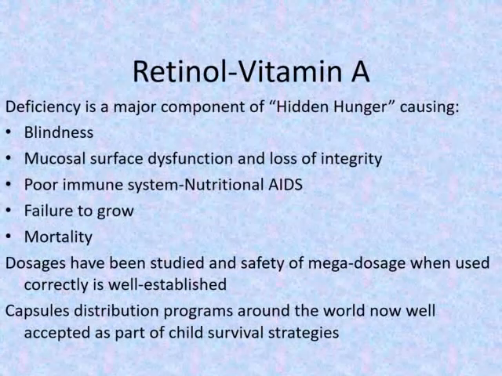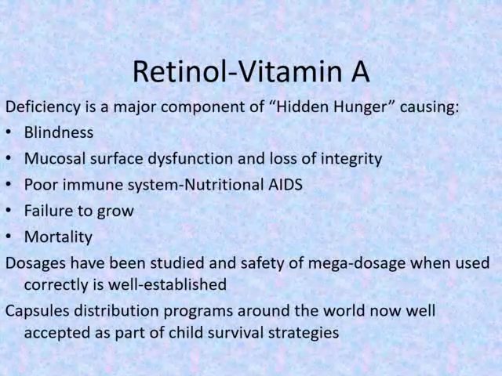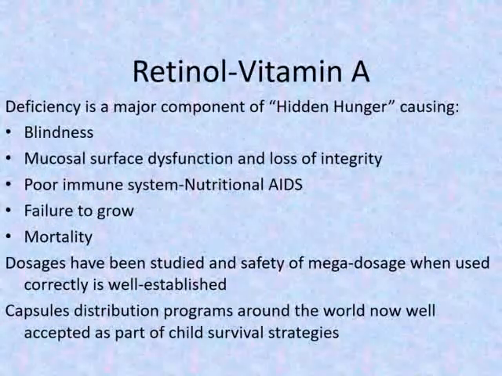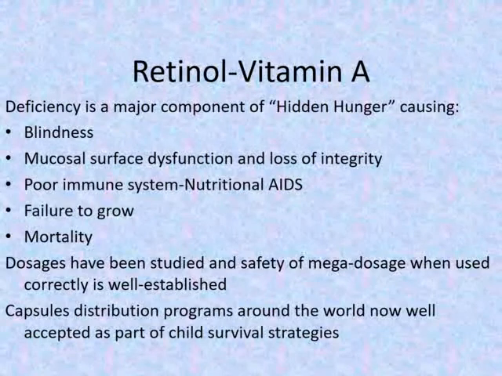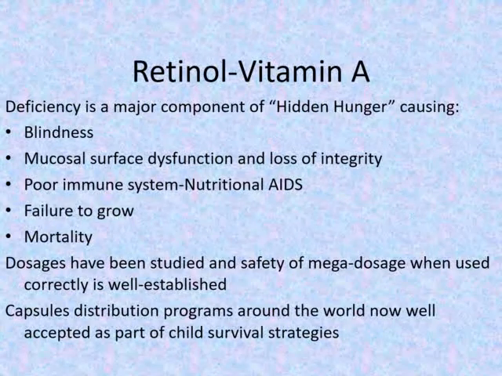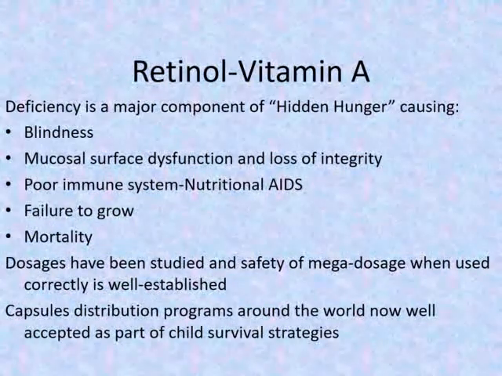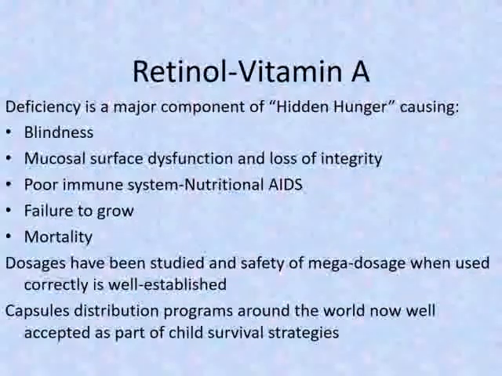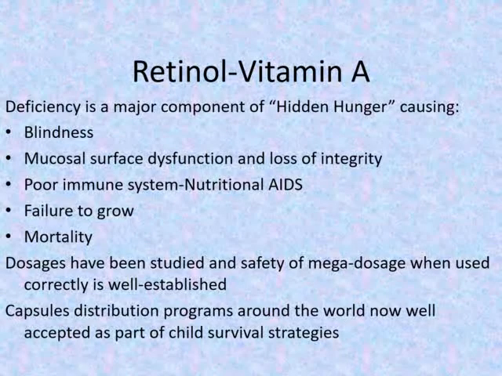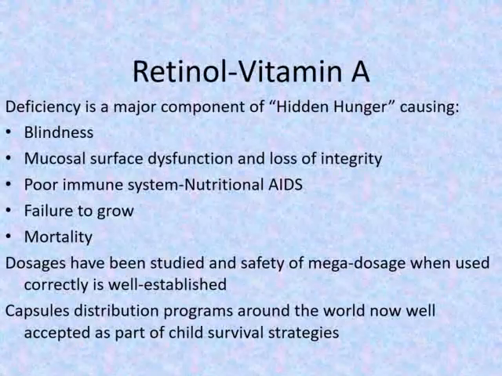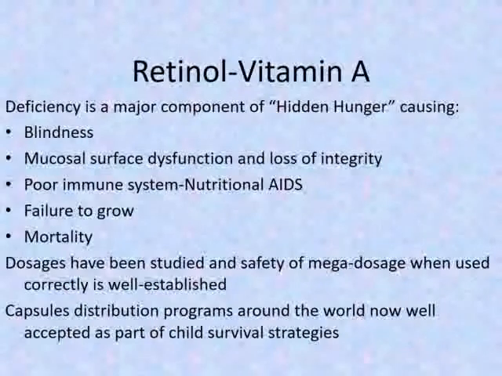Retinol, vitamin A. If there ever was a magic bullet in malnutrition, it's vitamin A. Vitamin A capsule distribution has been a widespread and widely recommended and accepted strategy for improving child survival for so many reasons. Deficiency of vitamin A is a major component of hidden hunger, causing nutritional blindness, and we'll talk about that later.